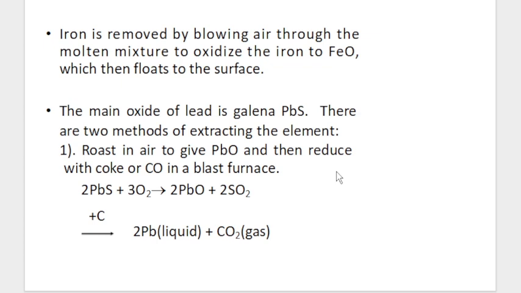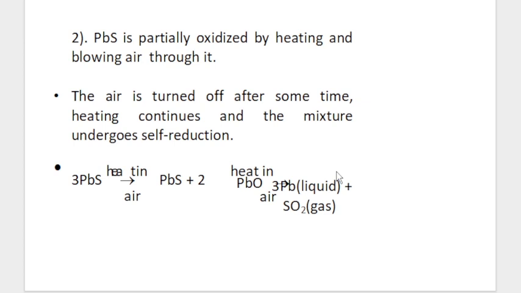The main ore of lead is galena, and it is your lead(II) sulfide. There are two methods of extracting the element. The first method is by roasting it in air to give lead(II) oxide, and then reducing the lead(II) oxide using coke or carbon(II) oxide in a blast furnace. So the reaction is going to be, first you roast in air, where the galena, which is the lead(II) sulfide, is converted to lead(II) oxide. And then after that, you now introduce your reducing agents to remove the oxygen.